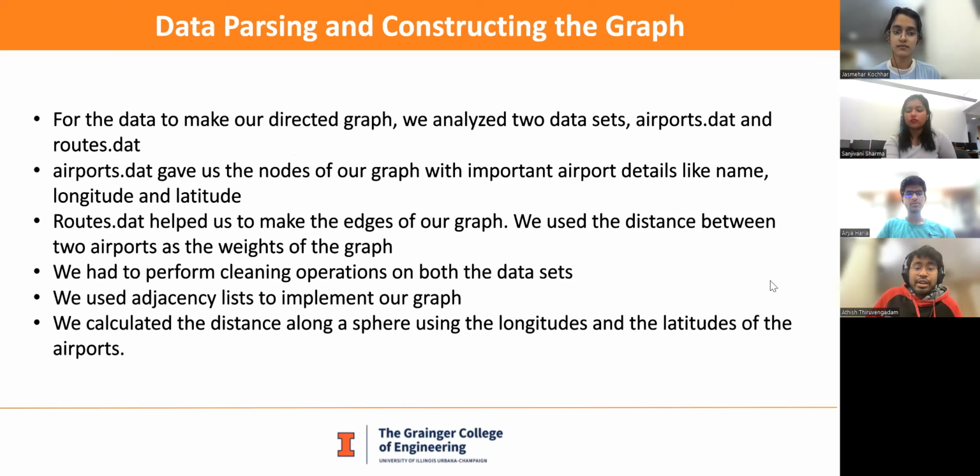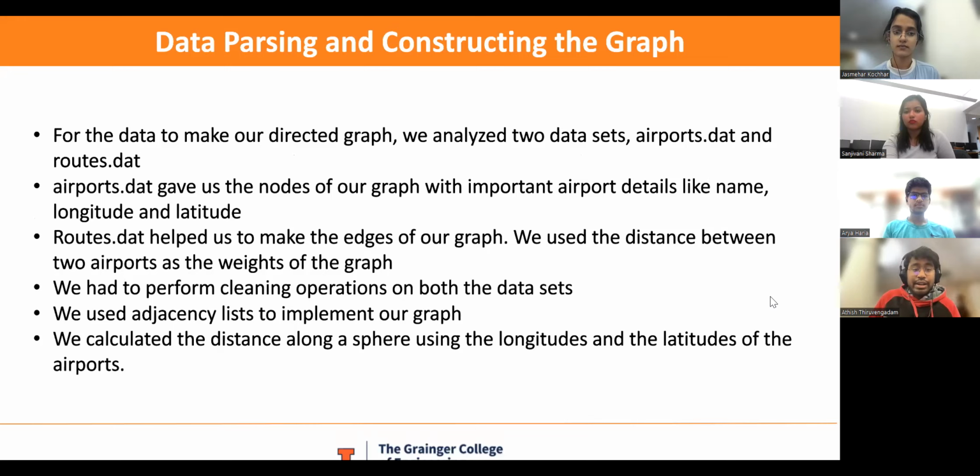For our data parsing, we used two files, airports.dat and routes.dat. airports.dat gave us information like the OpenFlights ID, name, latitude, and longitude, and routes.dat gave us the airflow and routes between two airports. We cleaned both of these datasets, and we used them to create an adjacency list implementation. Our graph was weighted with a distance that was calculated using the latitudes and longitudes of each airport along a sphere.